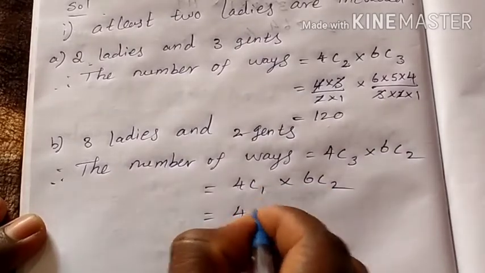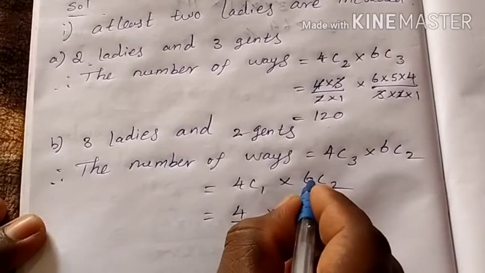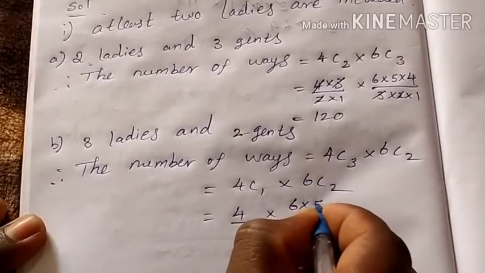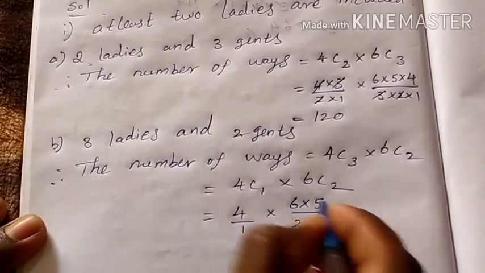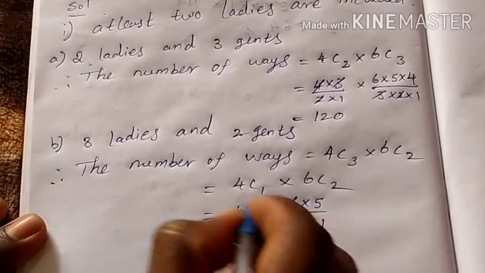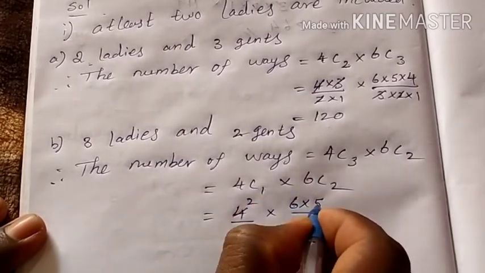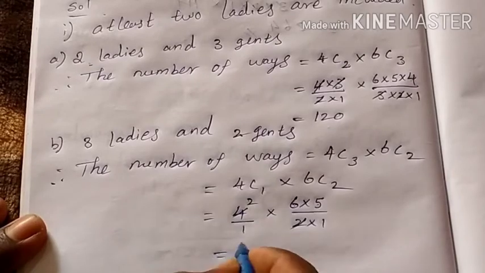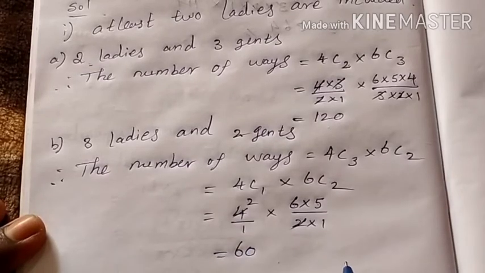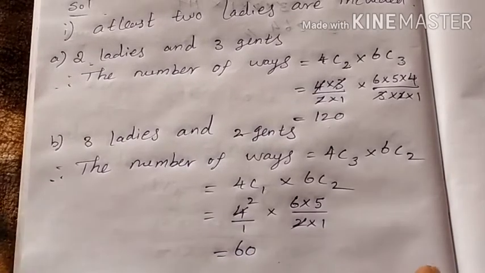4C1 can be written 4 by 1 into 6C2. So 6 into 5 over 2 into 1. Then 1 2s are 2, 2 2s are 4, 6 5s are 30, 30 2s are 60. So 60 ways. Have you understood?